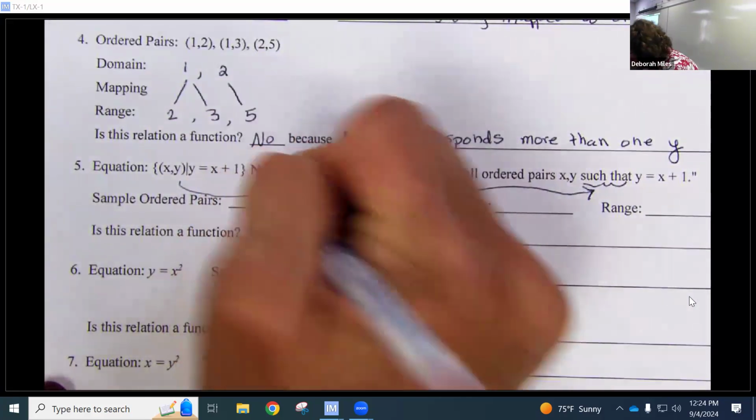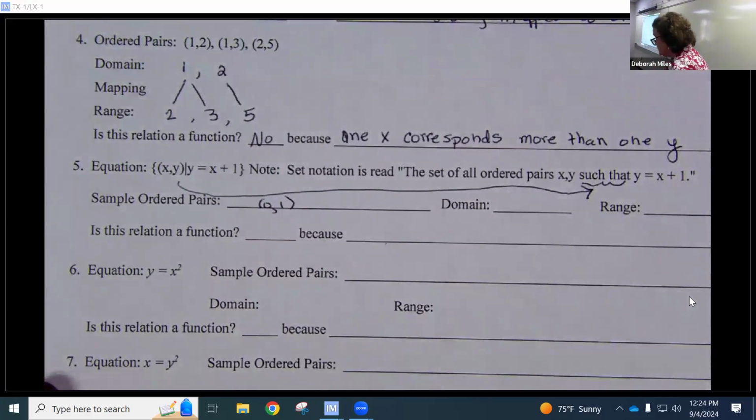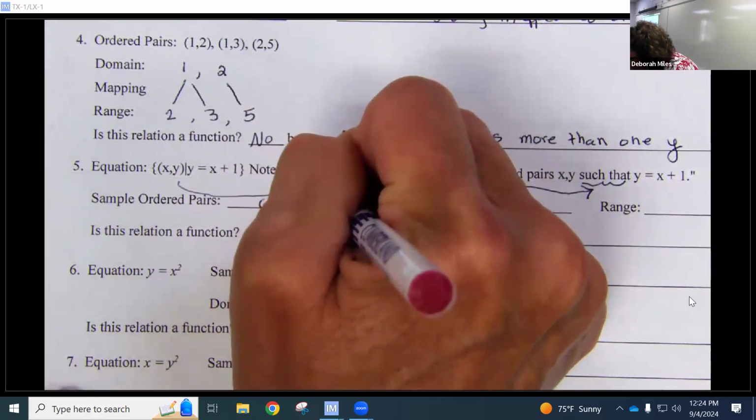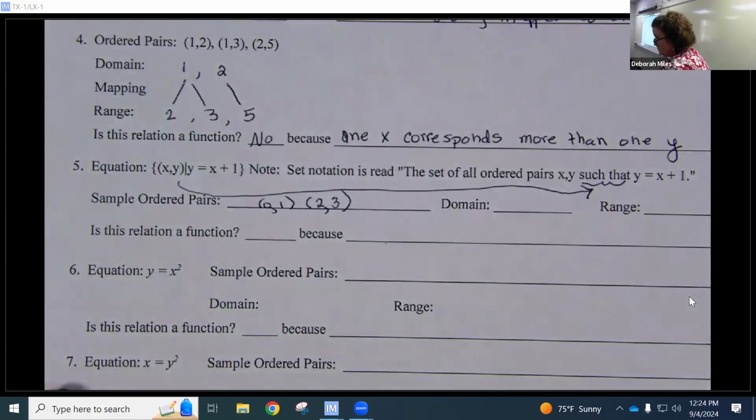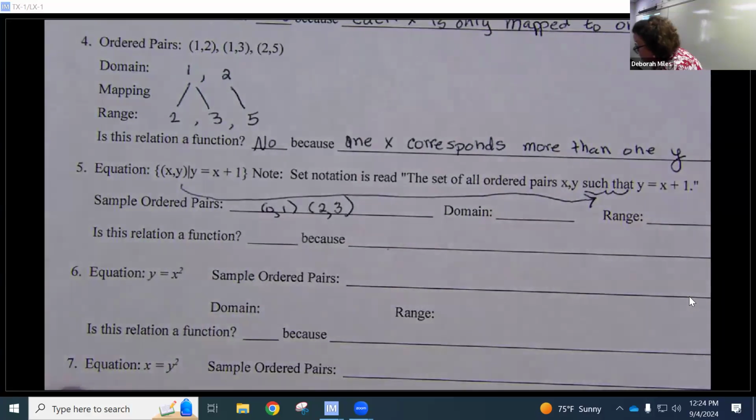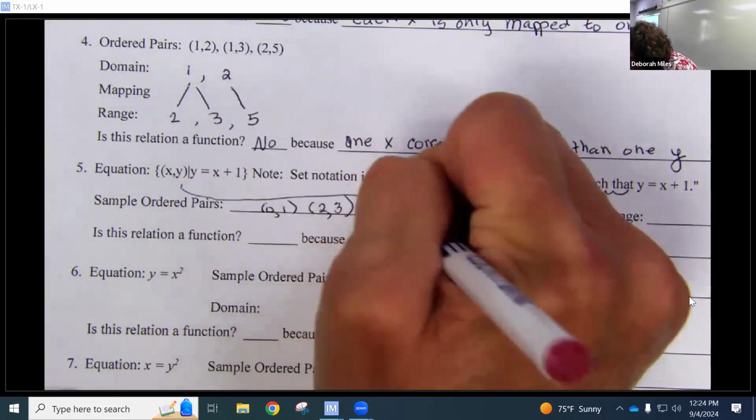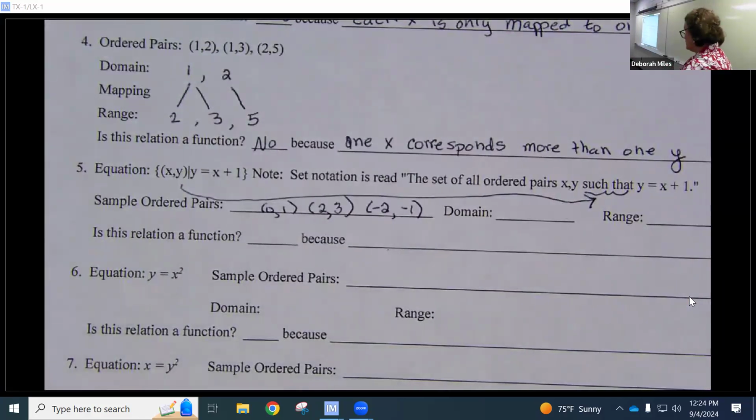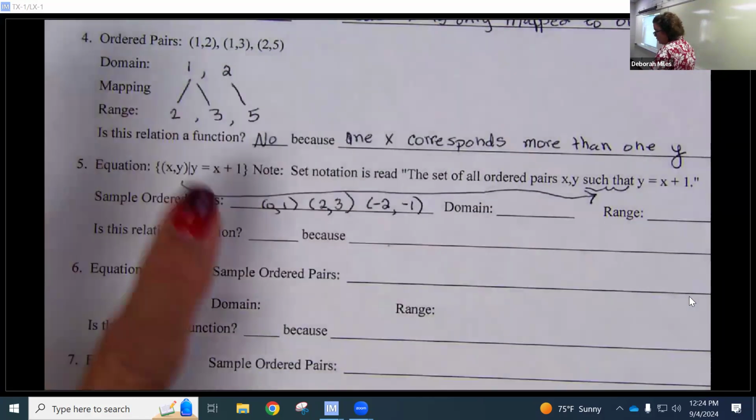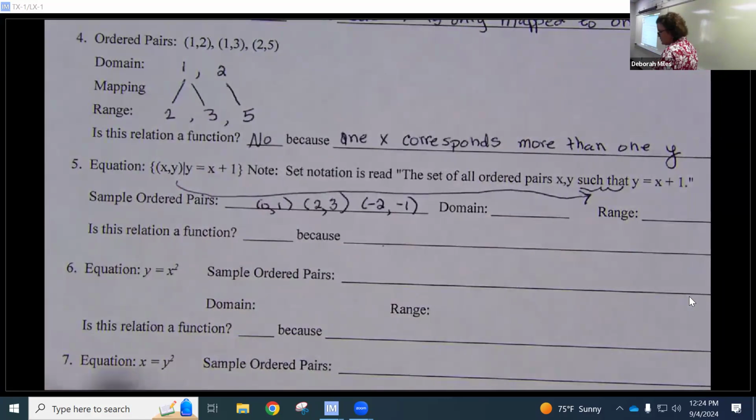0, 1. Okay, 0, 1 is certainly one ordered pair where the y is 1 bigger than the x. Give me another one. That certainly works. Can somebody give me one with a negative x? And then 1 bigger than that is negative 1. So we found 3 ordered pairs that were solutions to that equation or made that equation true.